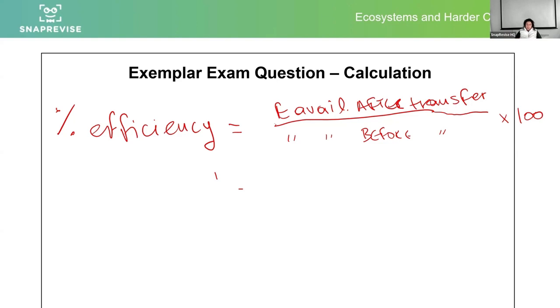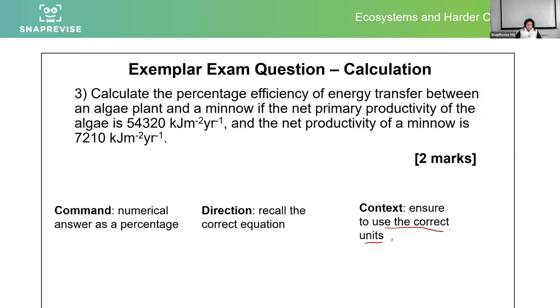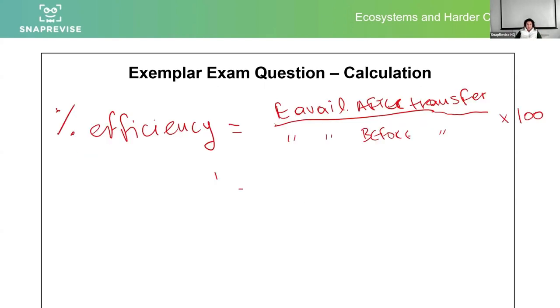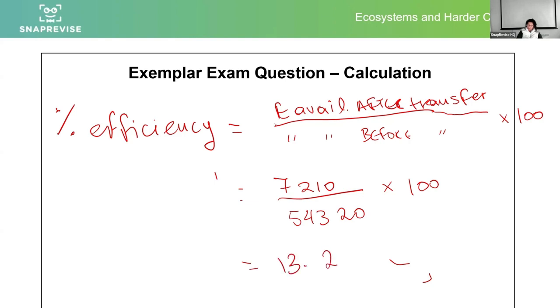So we just literally substitute the numbers that we were given. The net primary productivity, the energy of the algae, is this, and the energy of the minnow is this. So we have 7,210 over 54,320 times 100, which is 13.27%.